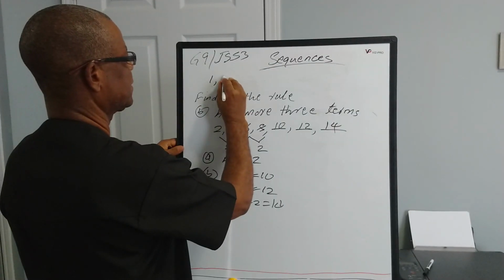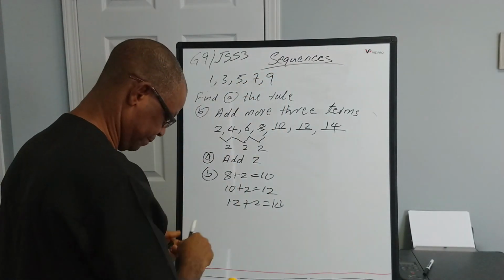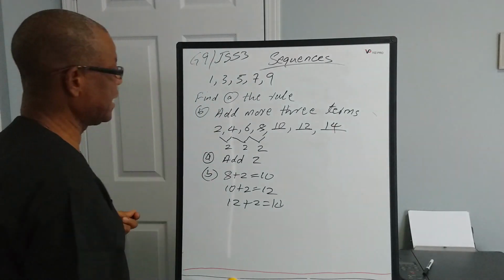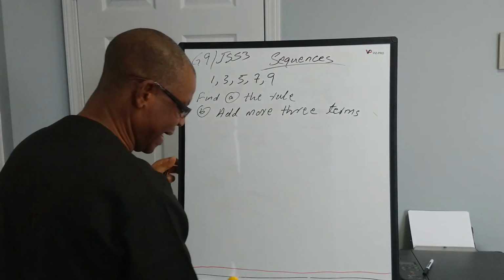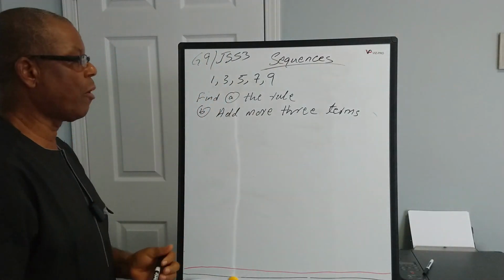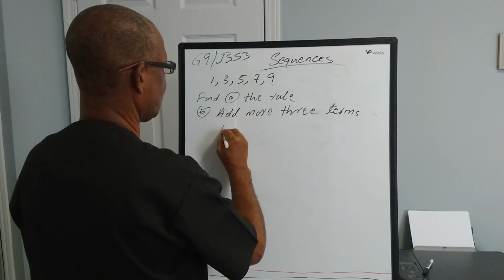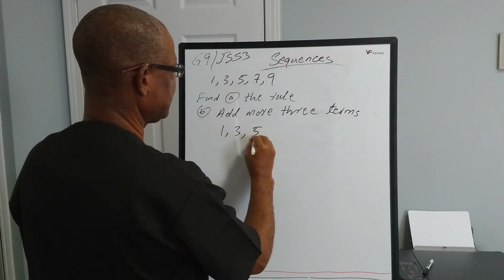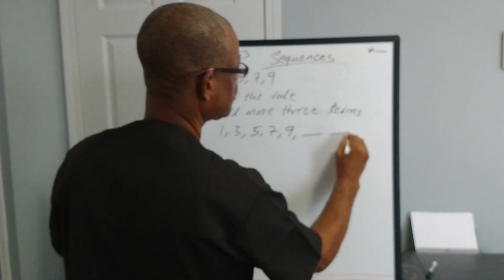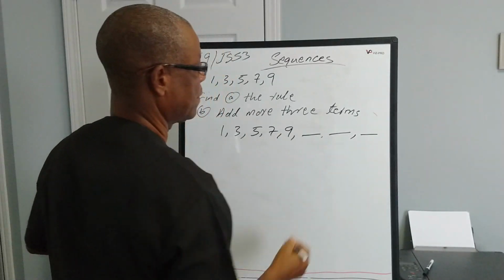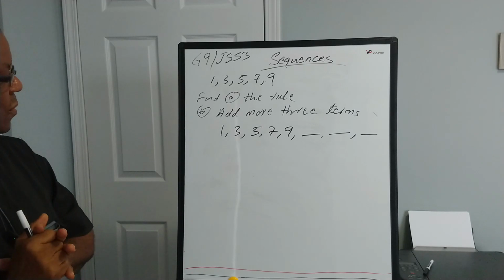One, 3, 5, 7, 9. We're expected to find the rule and add more terms. We have the solution 1, 3, 5, 7, 9, then 1, 2, 3. We're expected to add. So we now first of all find the rule.